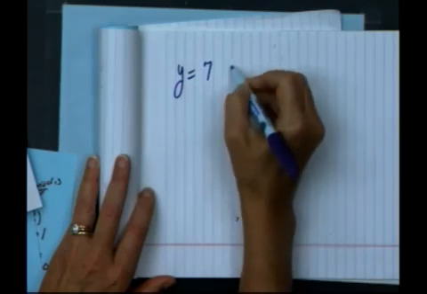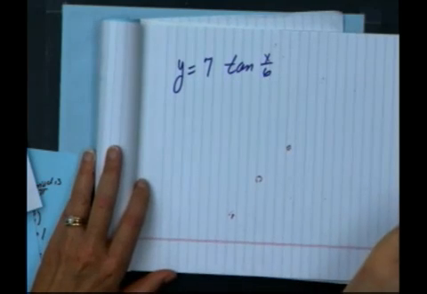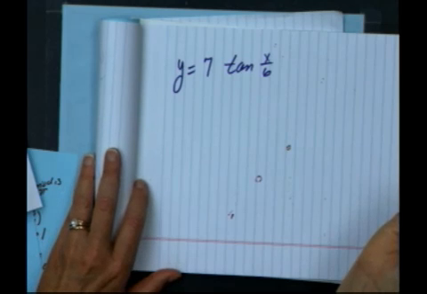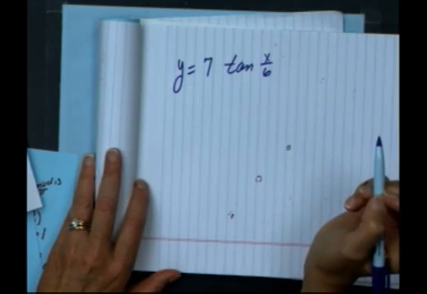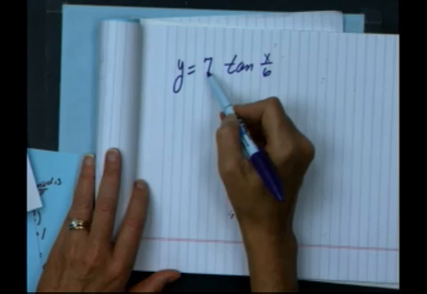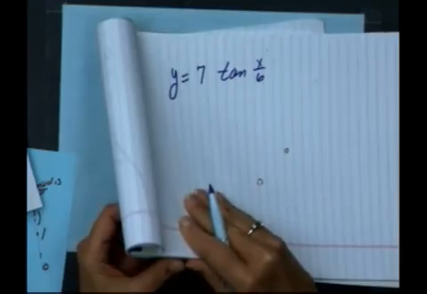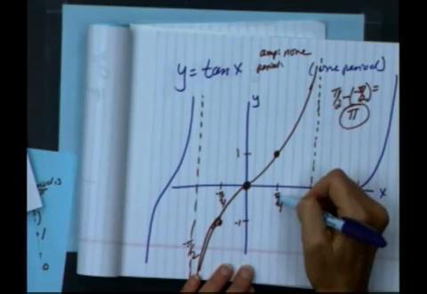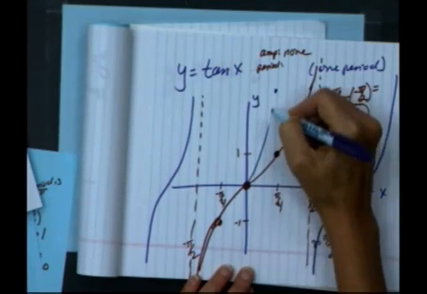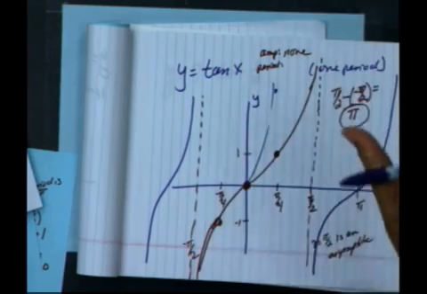Let's look at y equals 7 tangent of x over 6. How's that 7 going to affect my graph? It's going to be a vertical stretch, and the place that it affects it is really right here. When you get to pi over 4, it's now going to be a 7, so it's just going to go up a lot faster and fall a lot quicker.